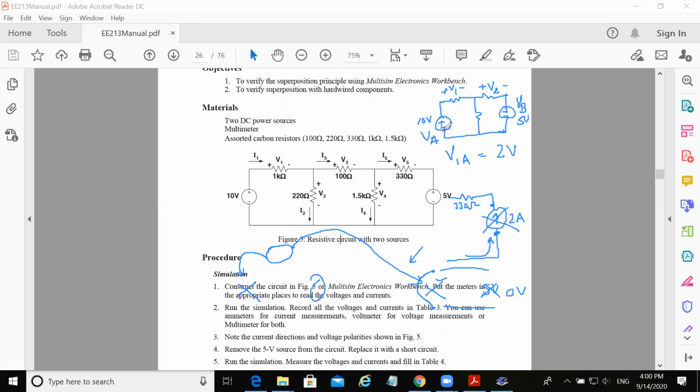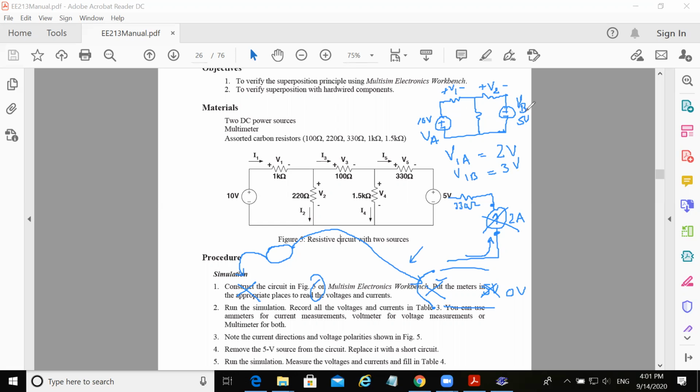Okay, then the next step would be to deactivate VA and activate VB. Now, in the presence of VB only, I will have a certain value of V1. I will call it V1B. Let us say that that value is 3 volt. Just an example, okay?